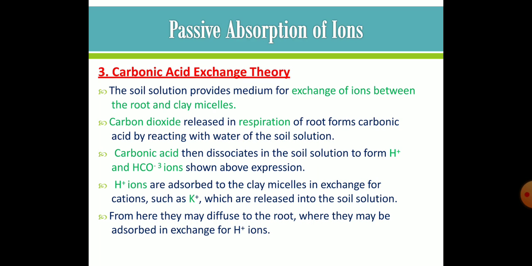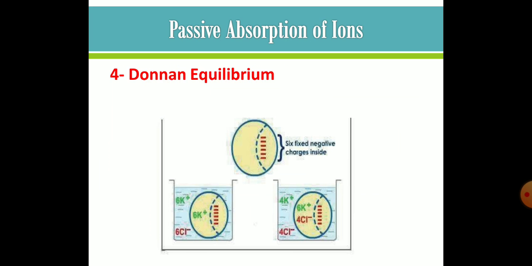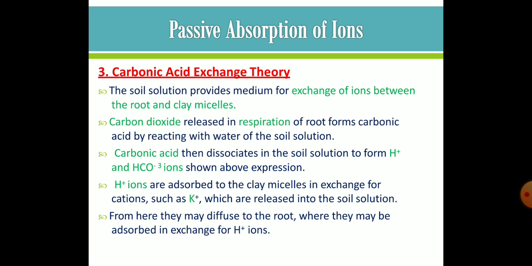Here what happens is, the carbon dioxide released in the respiration of the root forms carbonic acid by reacting with the water of the soil solution. This carbonic acid then dissociates in the soil solution to form H plus and HCO3 minus ions. The H plus ions adsorb to the clay and exchange for cations such as K plus, which is released into the soil solution. From here they may diffuse to the root, where they may be absorbed in exchange for H plus ions. So this is how the carbonic acid exchange theory explains it.